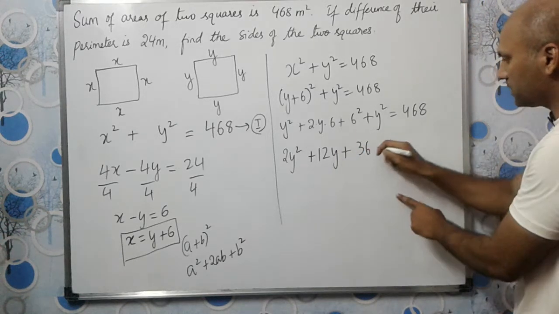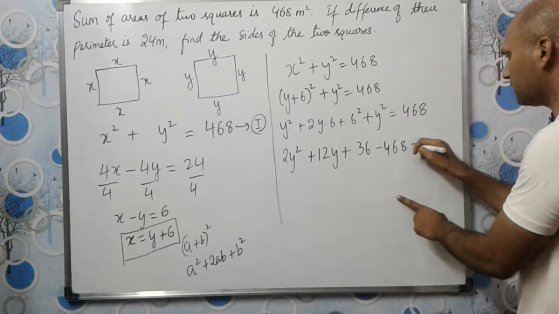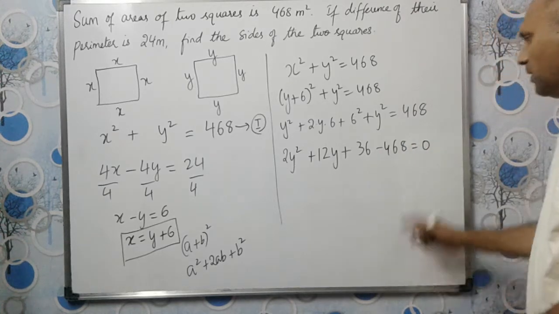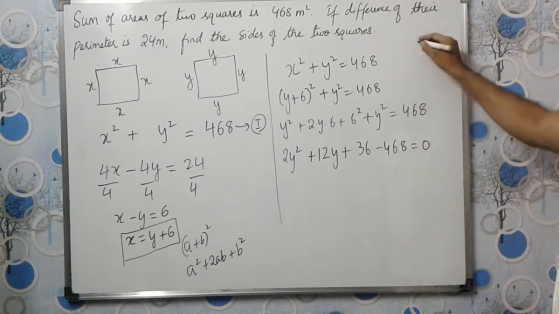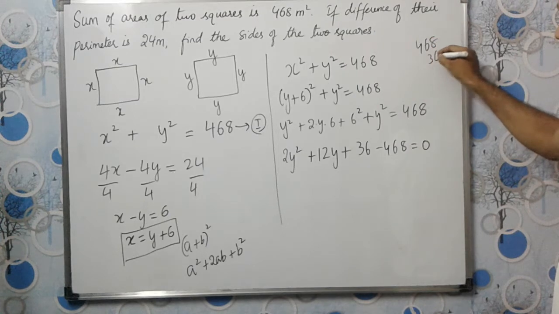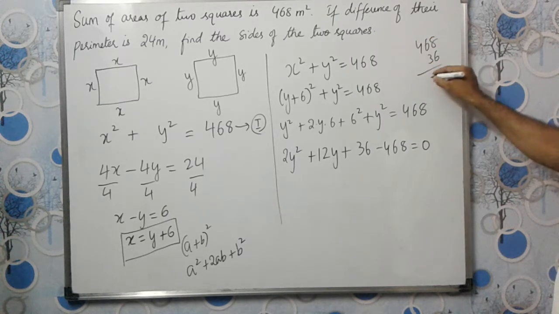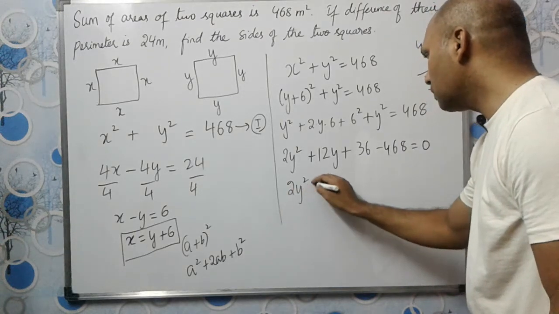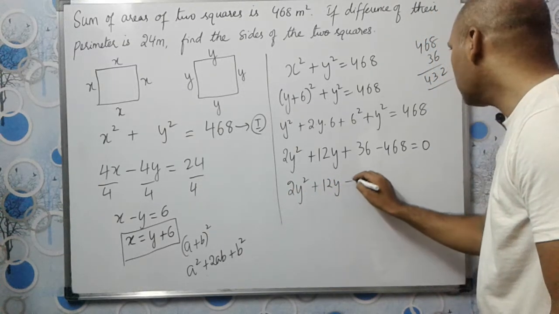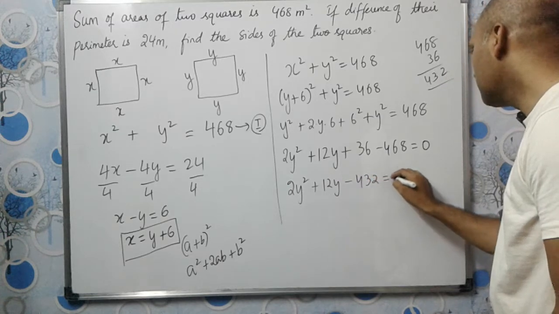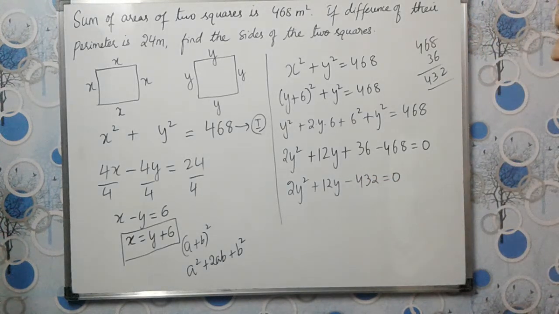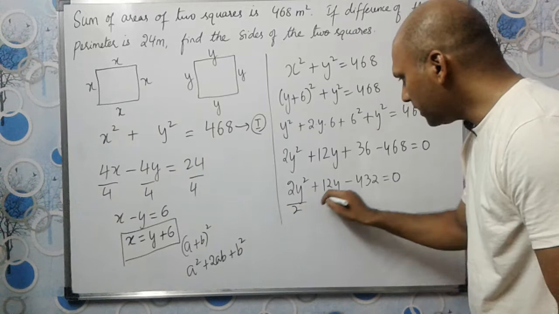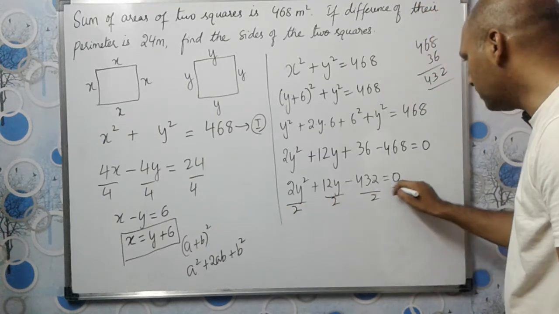Let us bring this 468 to the LHS. Minus 468 is equal to 0. 468 minus 36, how much? 432. So this will give us 2y square plus 12y minus 432 is equal to 0. Can we divide both sides by 2? Yes. Divide both sides by 2.